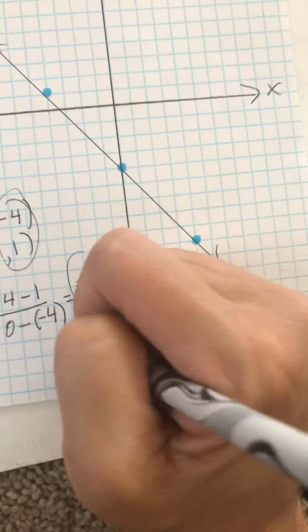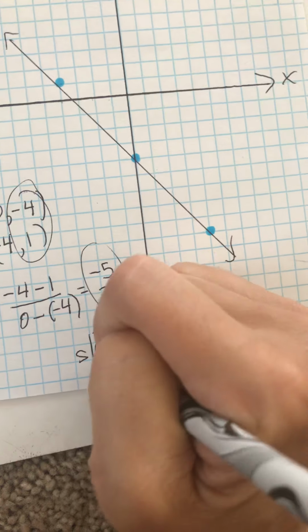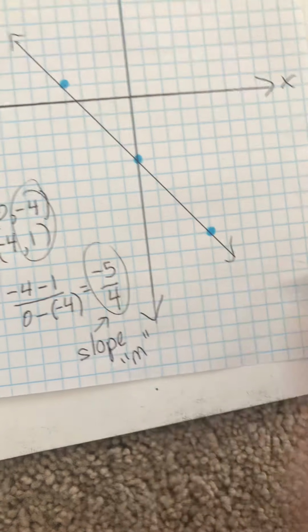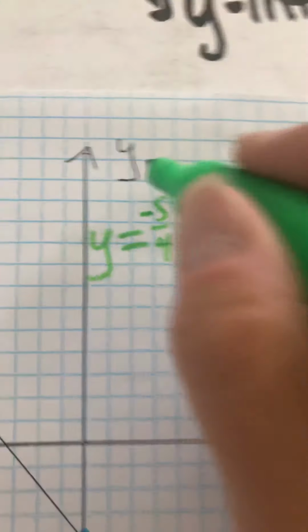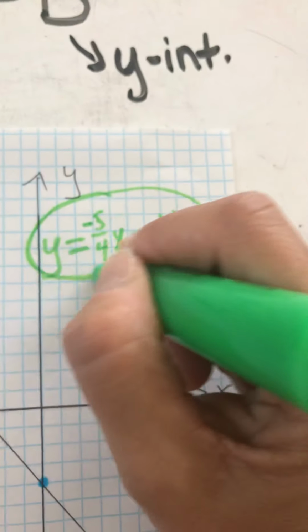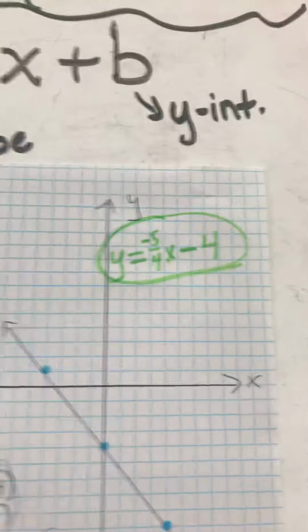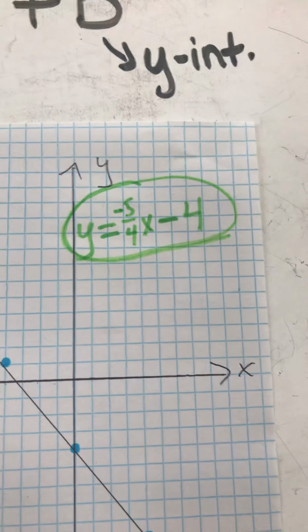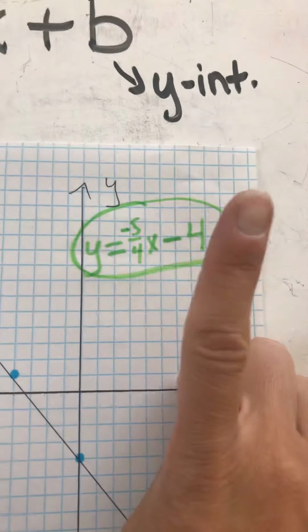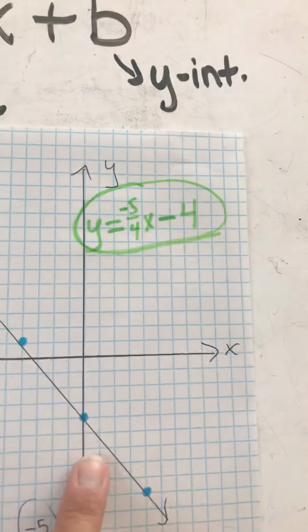So there's what our slope, or m, is worth. So you will have a negative 5/4 x minus 4. And if I just look at the equation, I can just reverse it. Hey, they give you the equation, you go back and graph it.